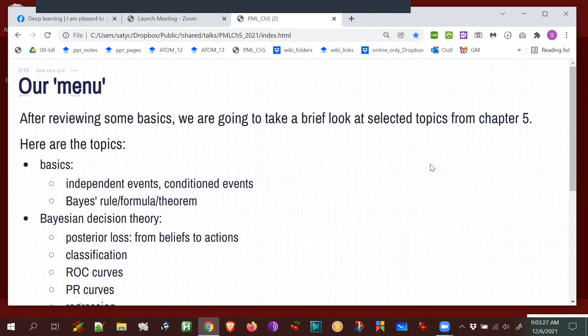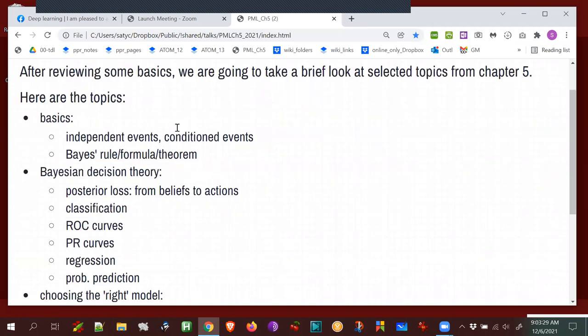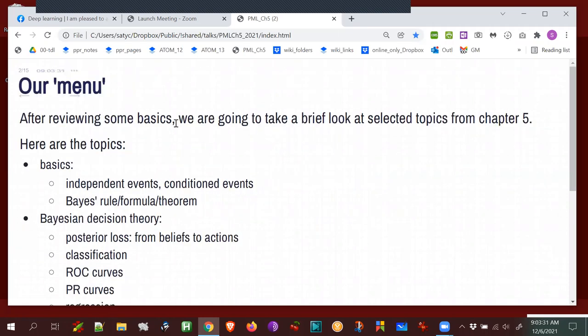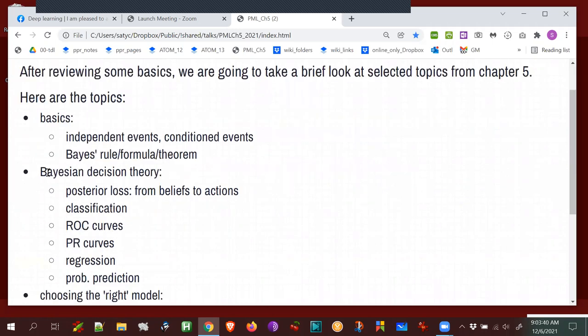Okay. So like this, we're first going to go through some basics of probability ending with Bayes theorem. And so there's two topics in there, probably about 5 minutes each approximately. And then afterwards, Bayesian decision theory, where we actually jump into chapter 5 and start picking out the 5.1, 5.2, you know, topics like that. So I've got 6 of those topics from the first section, meaning 5.1, such as posterior loss, classifications. We're gonna go through all this.